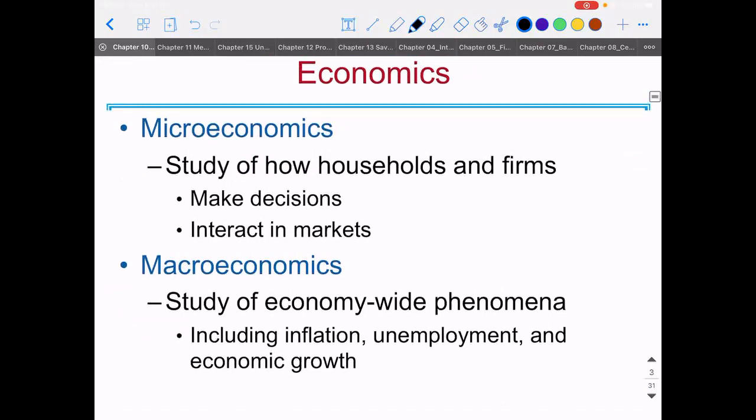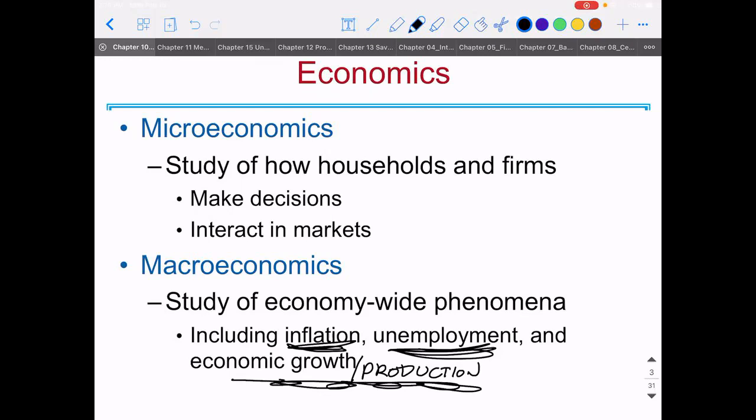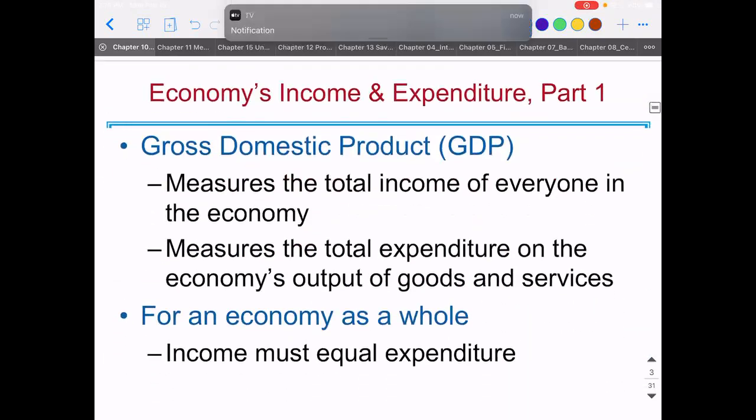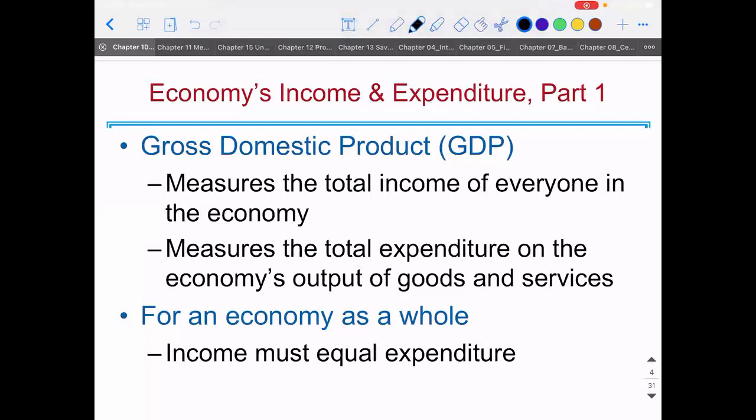You don't need me to repeat this, but I'll just underline here that we're looking at, basically, as macroeconomists, inflation, unemployment or employment, and production, and how to grow the economy. So the common statistic that's used by economists is called GDP, gross domestic product. And you've probably heard of that acronym before in the news.